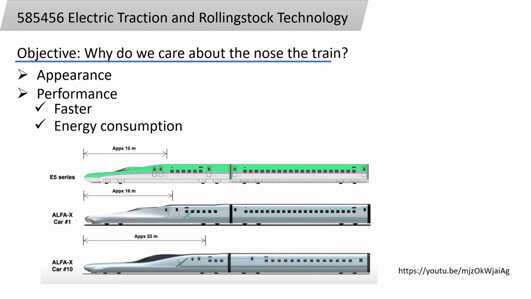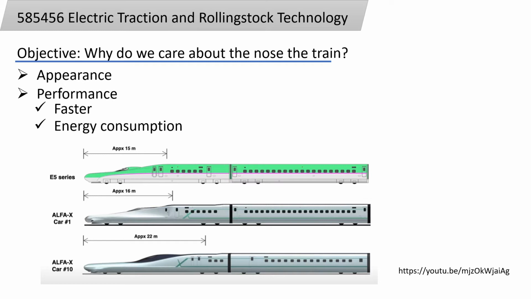Why do we care about the nose of the train? Well, first is for its appearance, and secondly is for its performance. In performance, we care how to make it go faster and how to reduce the energy consumption rate.